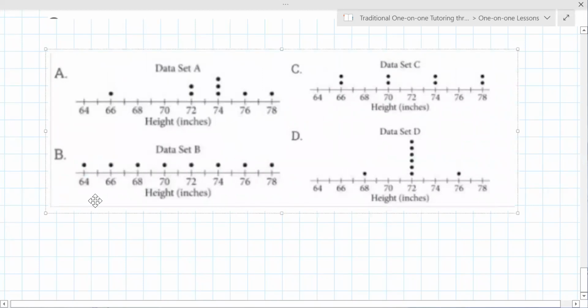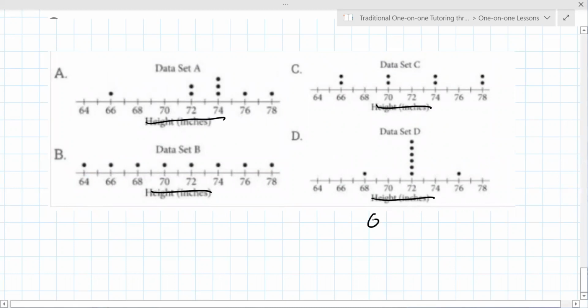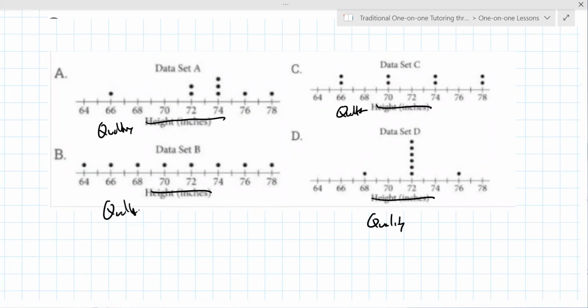Okay, so let's use a different way of thinking for this problem. Instead of height, let's call this quality in each of these. Like you're going out to eat and you want quality, okay? Which of these 4 graphs is the most consistent with quality? And when I say consistent, you expect to get kind of the same result every time you go.